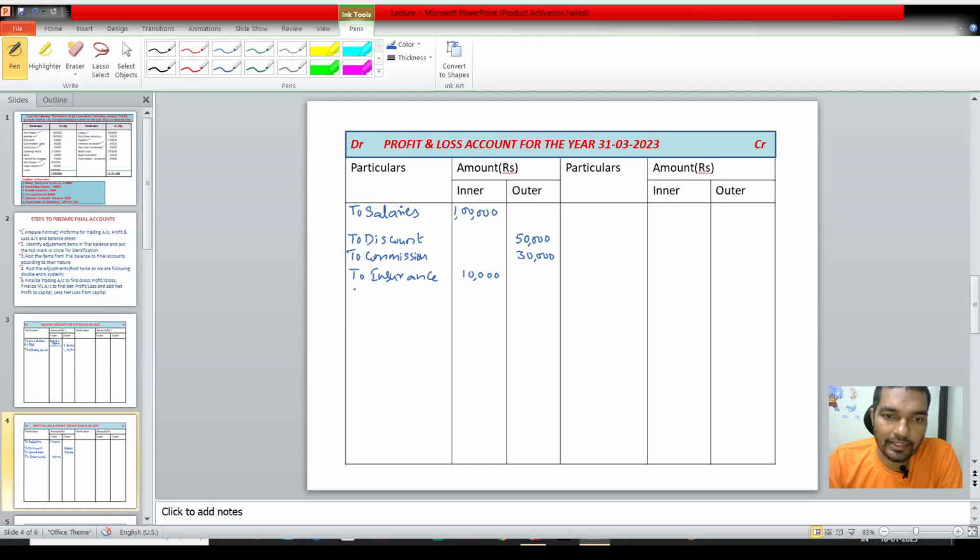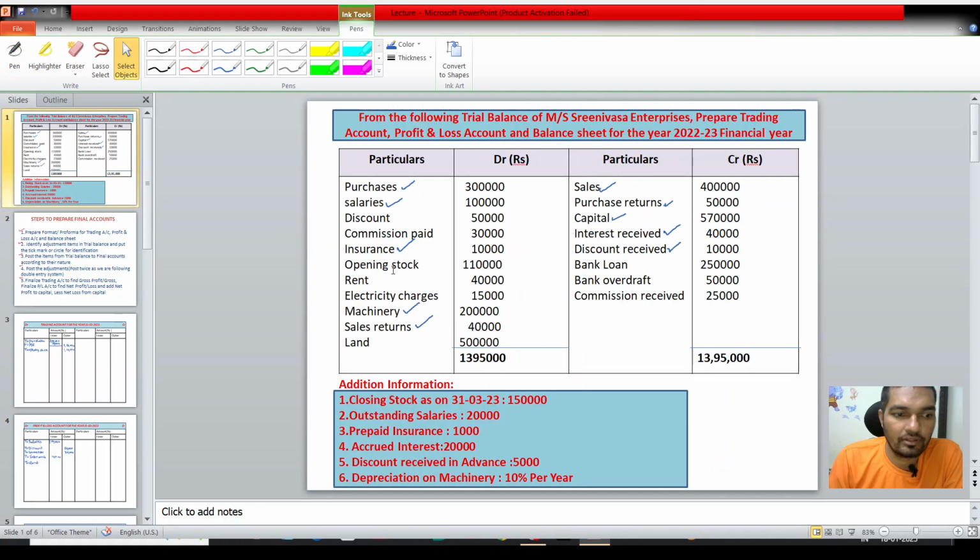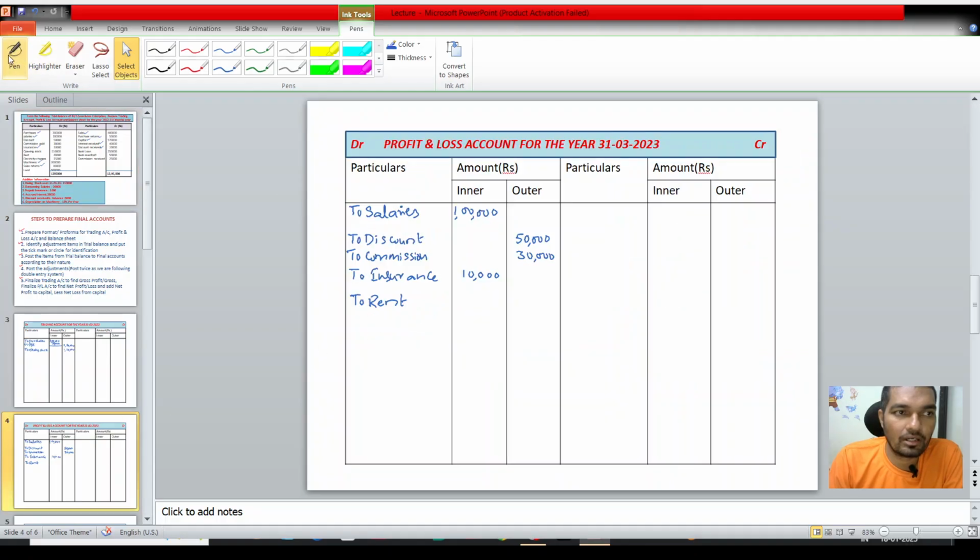So to rent, we have to give some gap because we have to do the adjustment for the insurance. So rent, we have to consider it as an indirect expense. So the amount of rent, 40,000 rupees, we have to show in the outer column because there is no adjustment for rent.